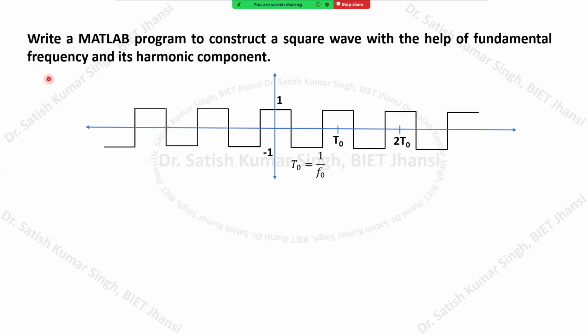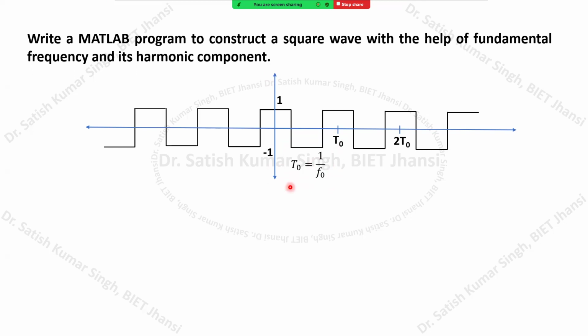its harmonic component. So here you can see we have this symmetrical square wave, which is symmetrical around the time axis, and it is also symmetrical around the amplitude axis. The square wave that we have taken has its fundamental period equal to T naught, which is related to its fundamental frequency F naught by the expression T naught equals 1 upon F naught.